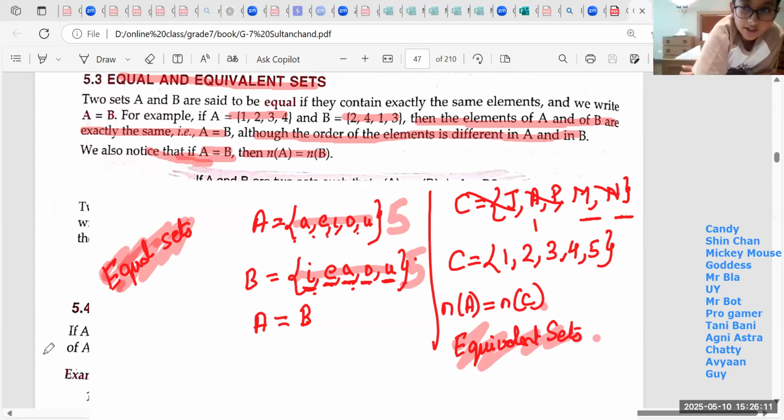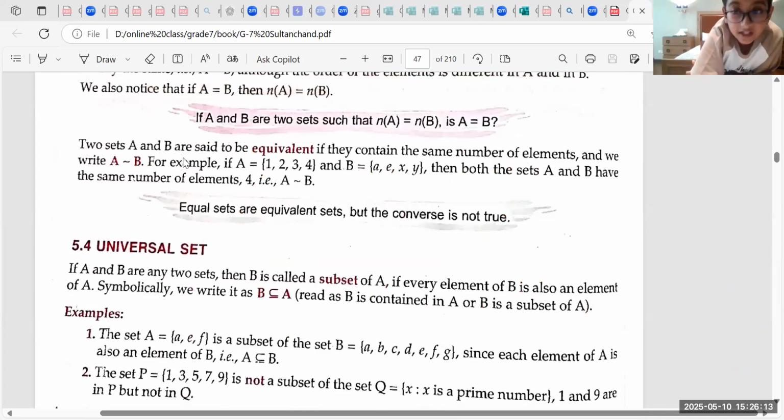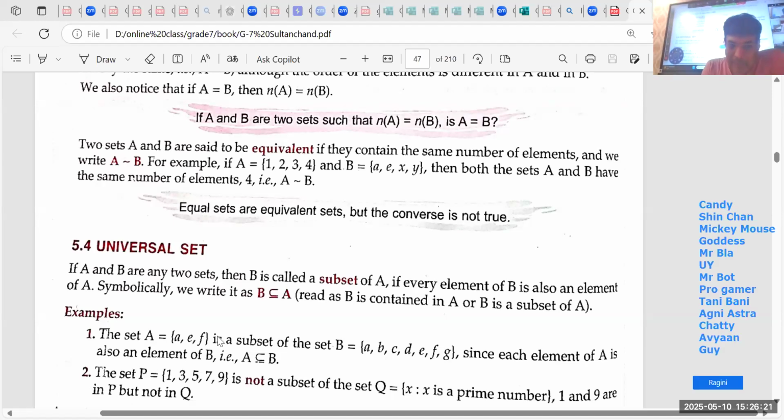Sir, are equivalent fractions always equal? Like they are equal, but can they be called equal fractions? Yes, beta, equivalent fractions are always equal, but these are not fractions, these are sets. So this is the sign for showing A is equivalent to B, और equal sign का तो equal ही होता है, but equivalent के लिए we use this sign.